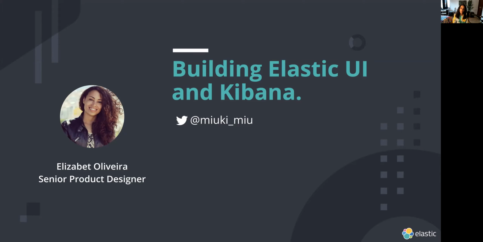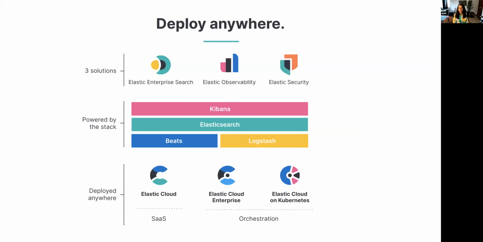So that's it. And just to explain what Elastic, the company, is. Basically we have three solutions: the enterprise search, observability, and security. And then all of these three solutions are powered by the stack that is made of Kibana, Elasticsearch, Beats, and Logstash, and then you can deploy anywhere.